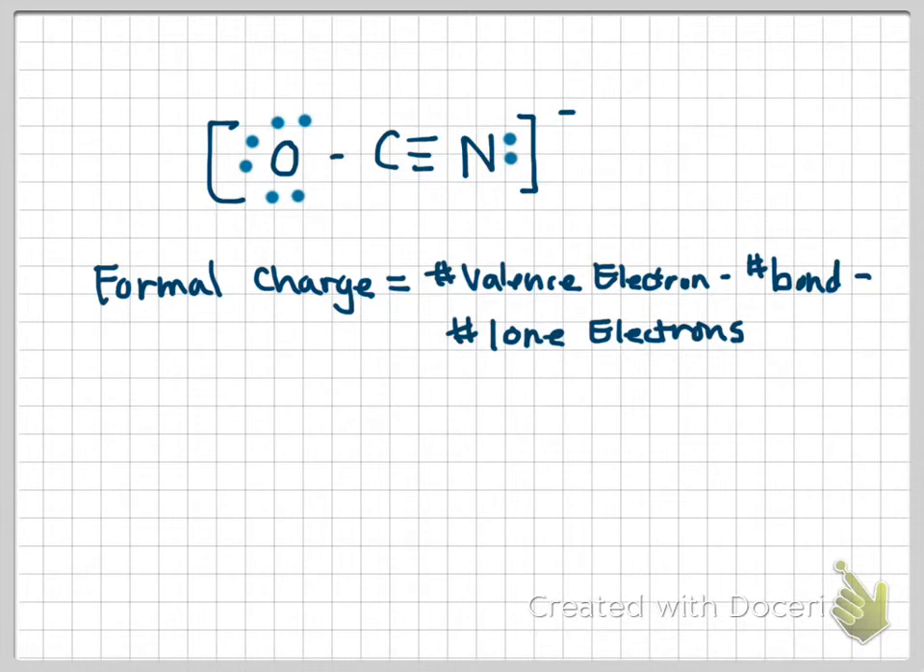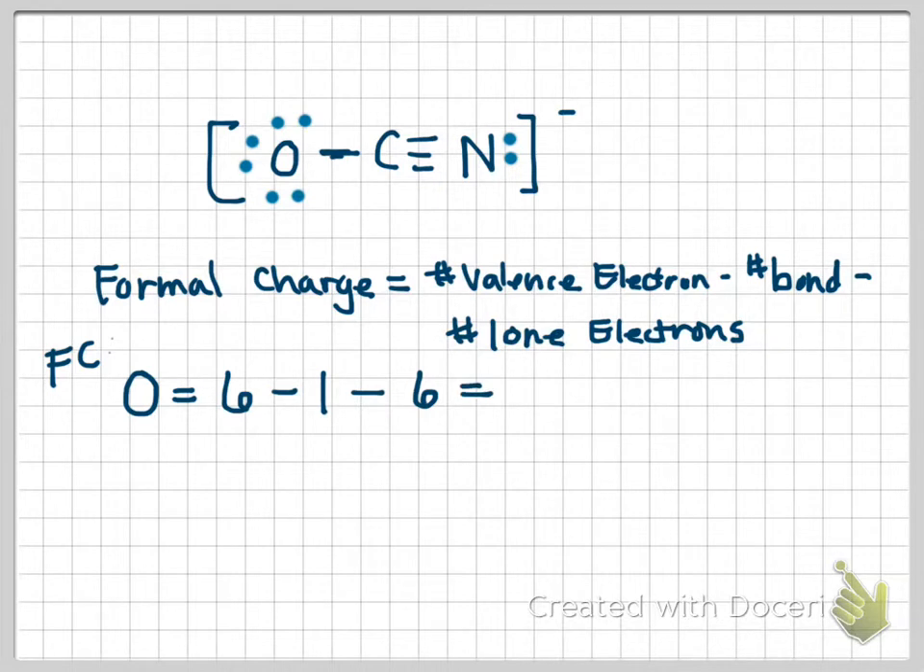So if we look at the oxygen atom in the Lewis structure above, the formal charge of this oxygen atom is 6 valence electrons minus the number of bonds, because in a bond I have 2 electrons, so the oxygen is essentially seeing half of that. So if we just count the number of bonds on that oxygen only, that's 1 bond, minus the lone electrons that oxygen sees, which is 6.